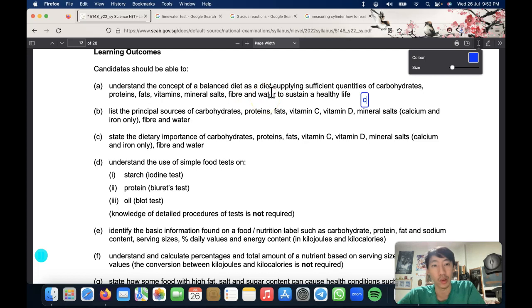Water also helps to prevent constipation. I can't spell already. Never mind, very stressed already. We'll move on. So water helps prevent constipation, and also helps to prevent you from feeling dehydrated. It helps you be hydrated. Okay, so you need all of this in the correct quantity to have a balanced diet, and then you have a healthy life. This one I already went through.